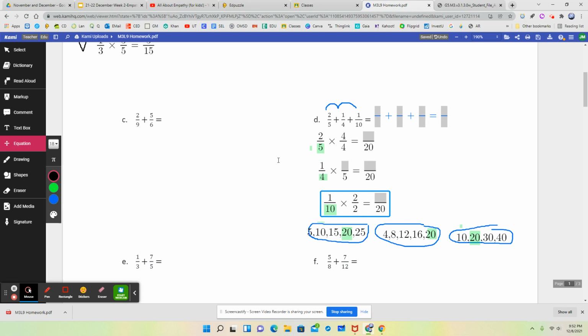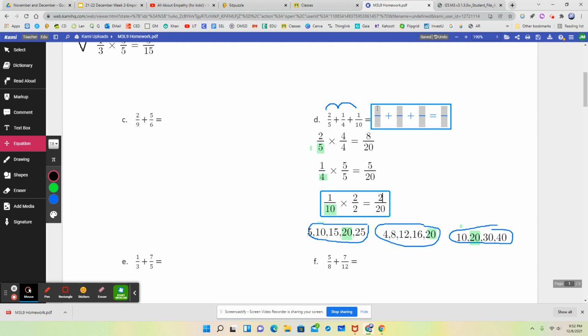So now I can see all of my fractions have the same denominator. All I got to do is multiply the numerator now. 2 times 4 equals 8. 1 times, okay, this one we need to write the 5 above. So 1 times 5 equals 5. And this one is 1 times 2 equals 2. There you have it, my friends.